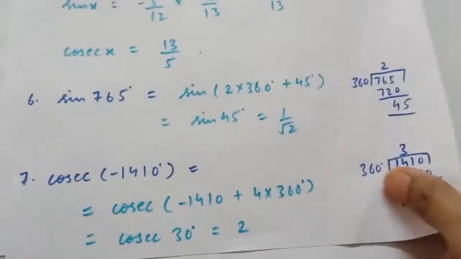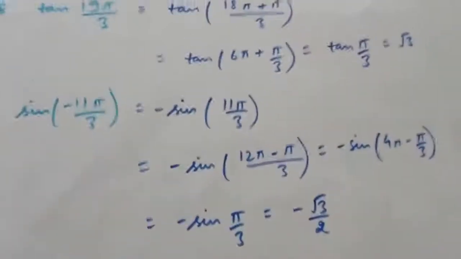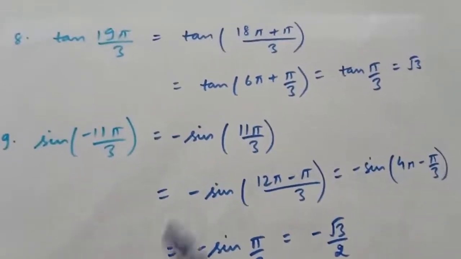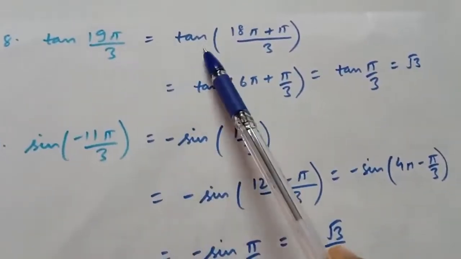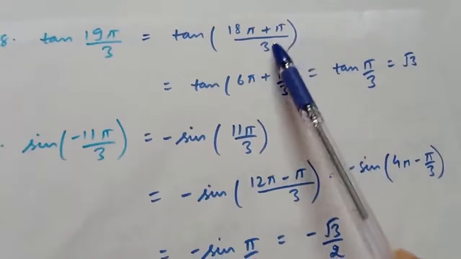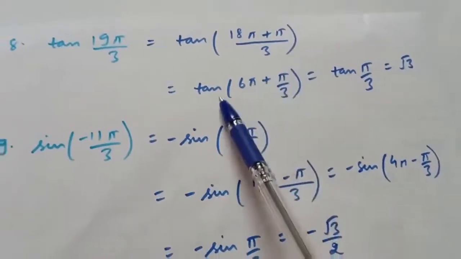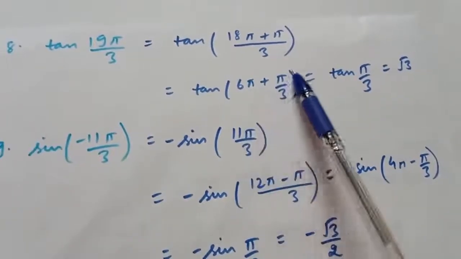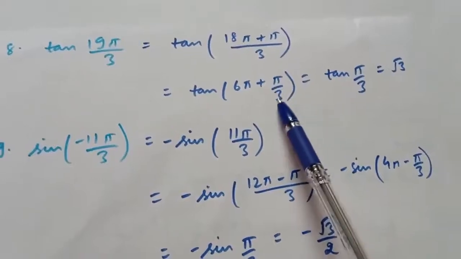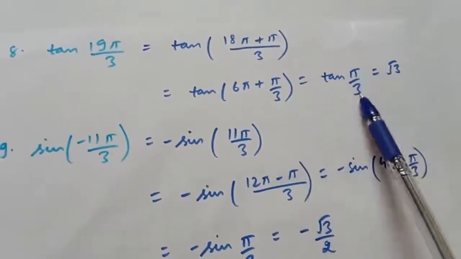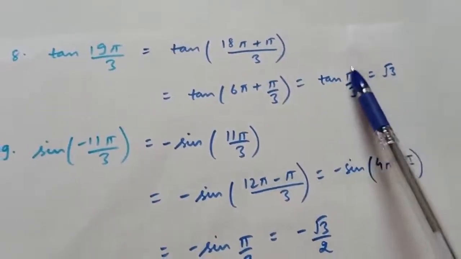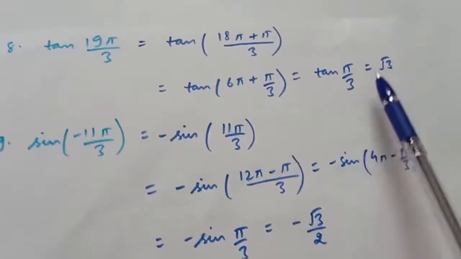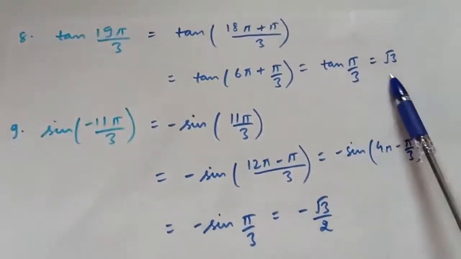Now next question is tan 19 pi by 3, which you can write as tan of 18 pi plus pi by 3, which is equal to tan of 6 pi plus pi by 3. Now this will be equal to tan pi by 3. Pi by 3 is 60. Tan 60 is root 3.